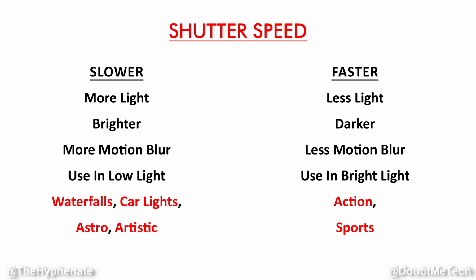So you tend to use slower shutter speeds if you have less light, if it's dark, or if you want motion blur like waterfalls, cars with light streaks, astrophotography. But if you're outdoors during the day, or if you have a lot of light present, a faster shutter speed will cut the light, but also allow you to get action shots or sports.